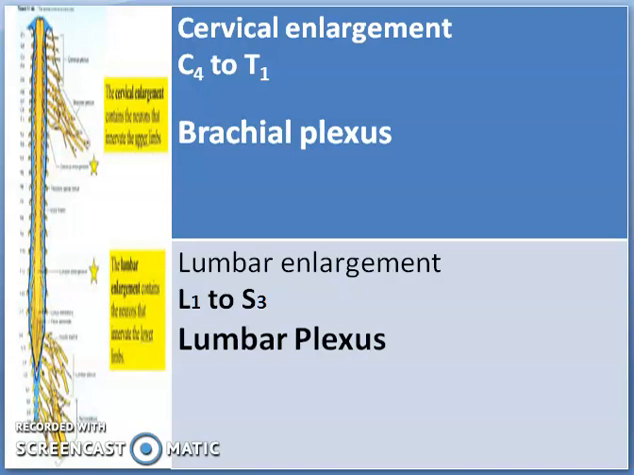Similarly, in the lumbar region, there is lumbar enlargement corresponding to the first lumbar spinal segment to the third sacral spinal segment, L1 to S3, that give rise to lumbar plexus. The nerves L1 to S3 give rise to lumbar plexus that supply the lower limbs.